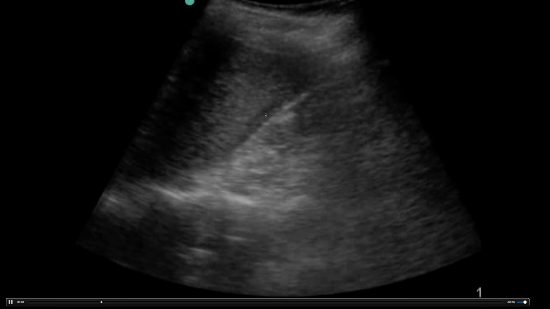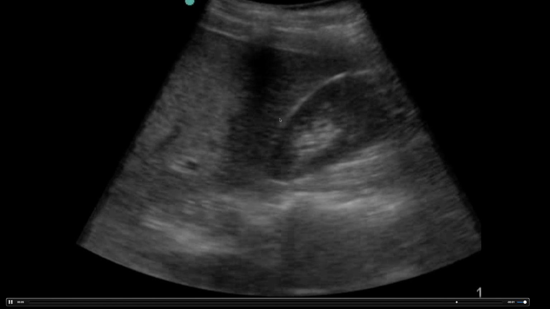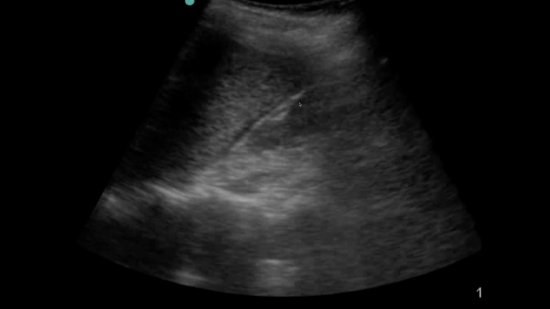So this patient had trauma, I think 6 to 8 hours before this ultrasound was done, and had already started clotting some of that blood off.